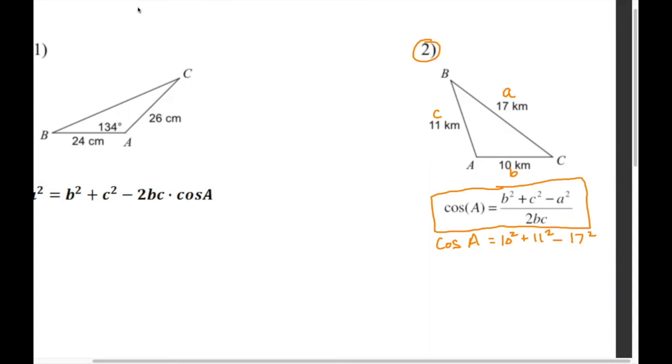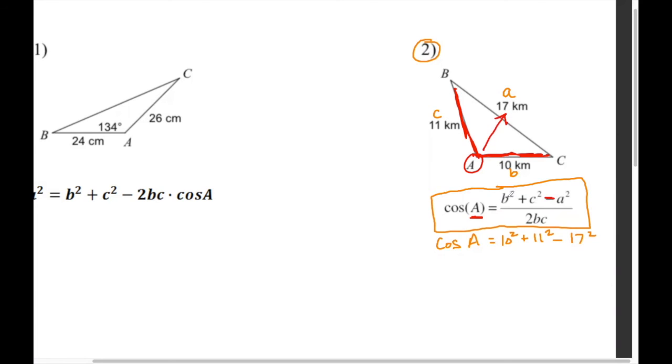Let me switch colors real quick. We're trying to find angle A, which is this guy. So you notice the first two numbers squared here, B and C, they flank angle A. They're the adjacent sides to angle A. And the one that you subtract at the end, you're subtracting this A squared. That's the one that is not adjacent, but it's opposite.